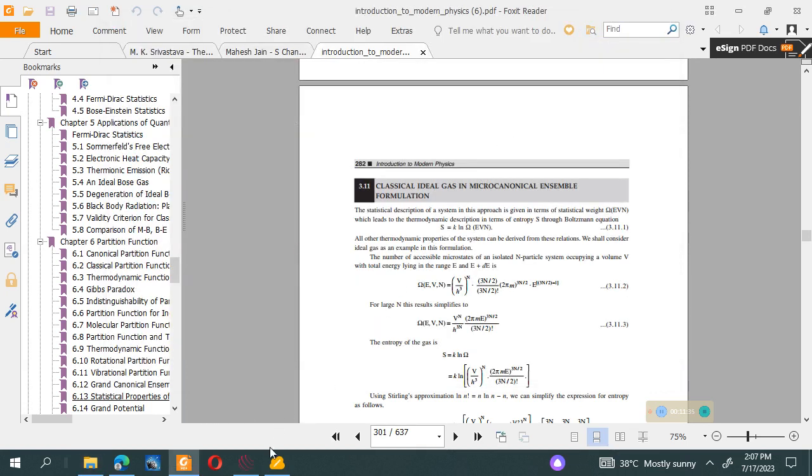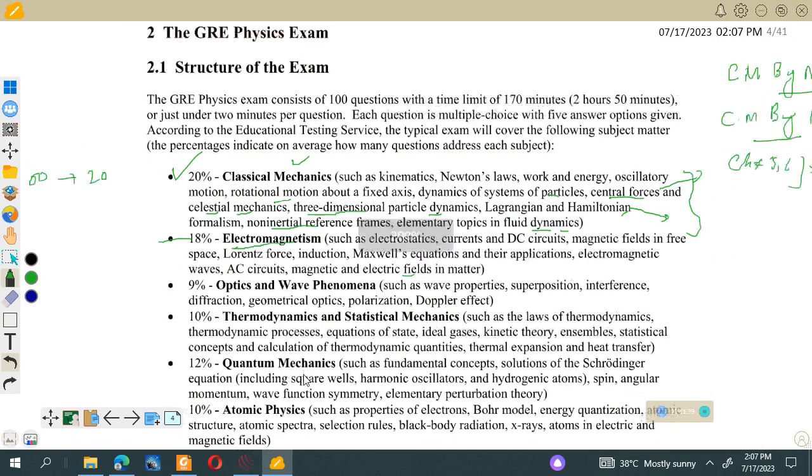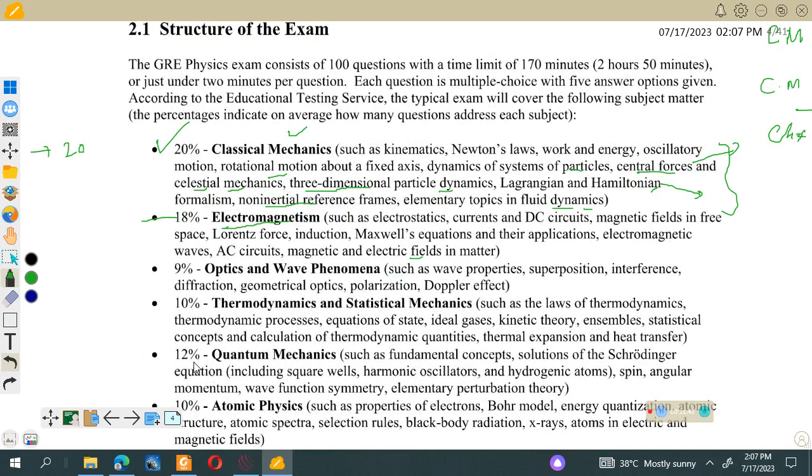Okay, next is our quantum mechanics, which is the most important one. Quantum mechanics contains 12%, and this contains fundamental concepts, solution of the Schrodinger equation, spin, angular momentum, wave function, symmetry, and elementary perturbation theories. So you can consult this from the Liboff book or Quantum Mechanics by Andrew.